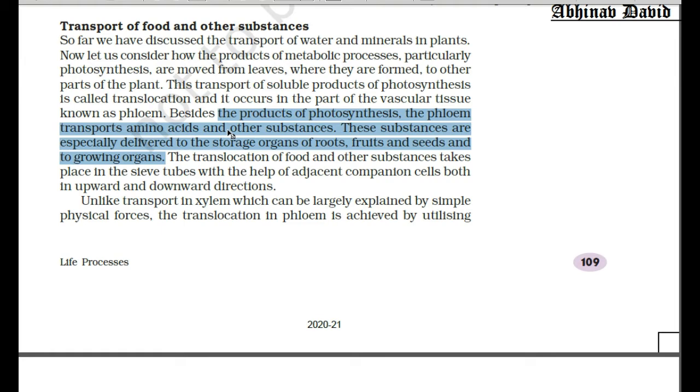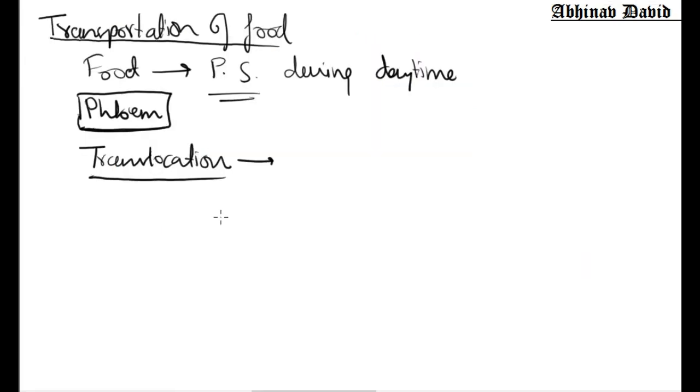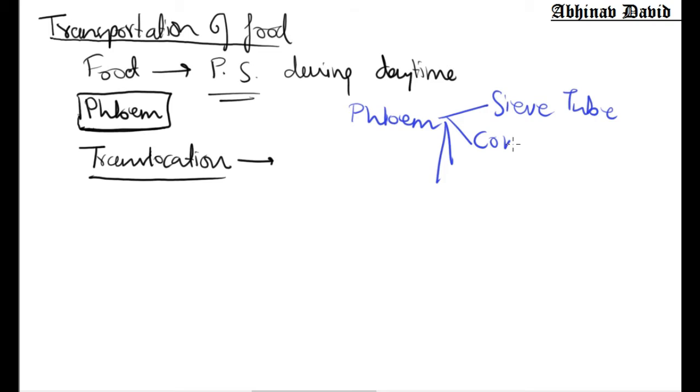Now let us discuss how translocation takes place by the phloem, starting with the different parts of the phloem. As you have studied, the phloem has four components. Number one is the sieve tube. Second is the companion cell, and then we have phloem fiber and phloem parenchyma.